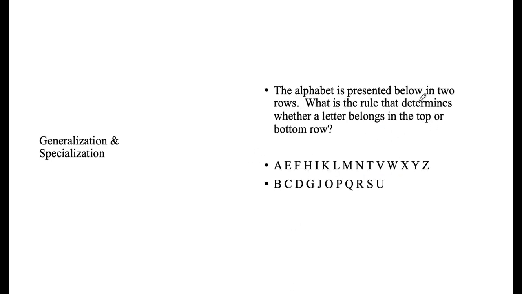Now here's a challenge for you guys. The alphabet is represented below in 2 rows. What is the rule that determines whether a letter belongs in the top or bottom row? So you have to figure out what kind of rule is applied here. If you look at this set of letters and if you look at this set of letters, what is the rule that is applied? Now this is where you will be challenged about thinking, okay, what do I see as a pattern, what do I see as a commonality among those letters? Is it unique to one particular letter, or is it unique to all of those letters? So try to solve this problem. Again, I'm not going to give the answer, but I'm sure you will try this out.